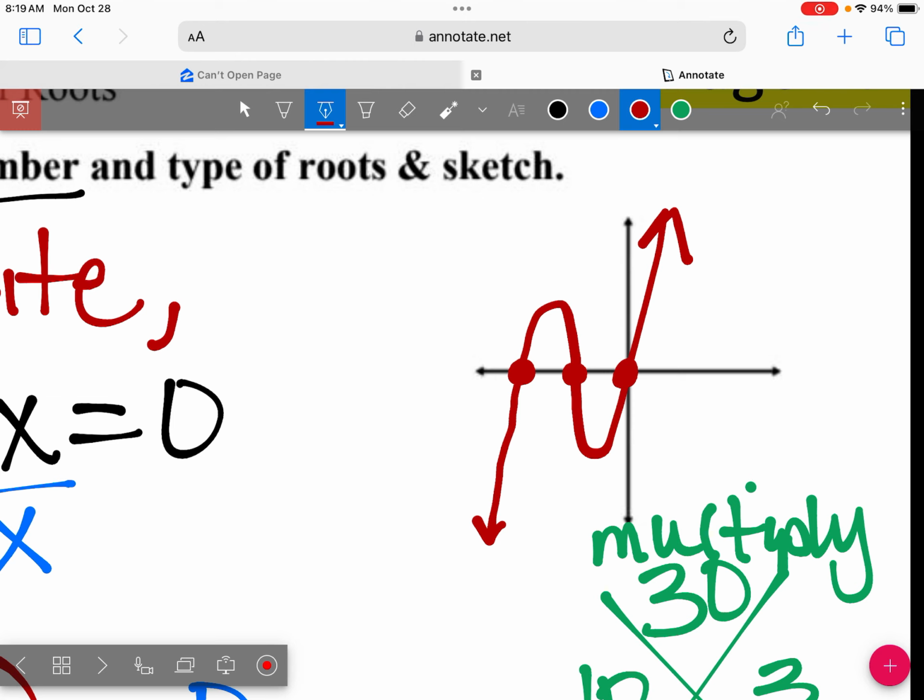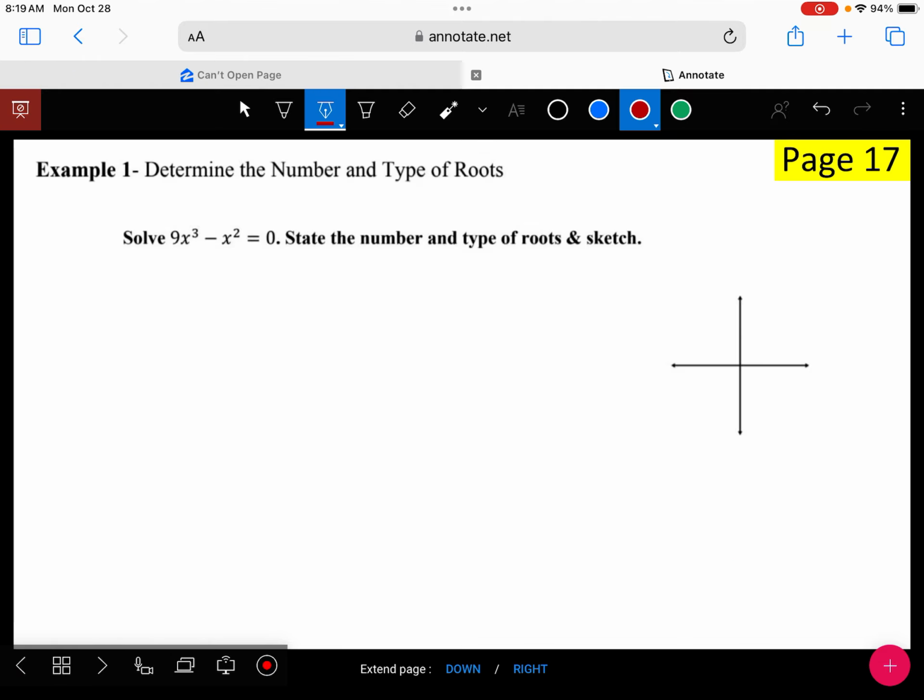Any questions about number 1? Would that be counted as a bounce? No, a bounce doesn't go through, but we will have some coming up soon. All right, let's look at our next one.